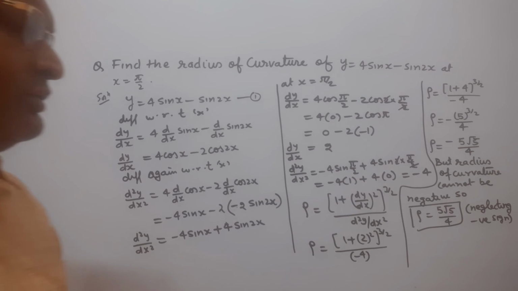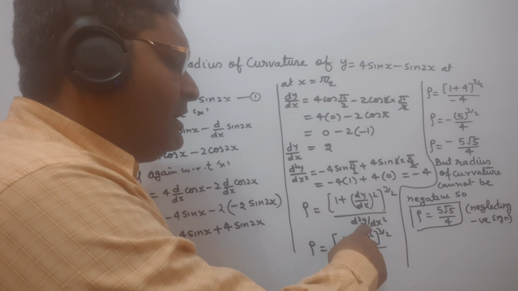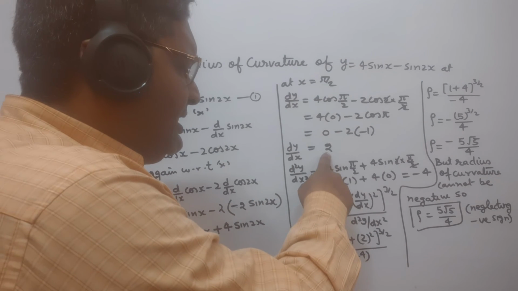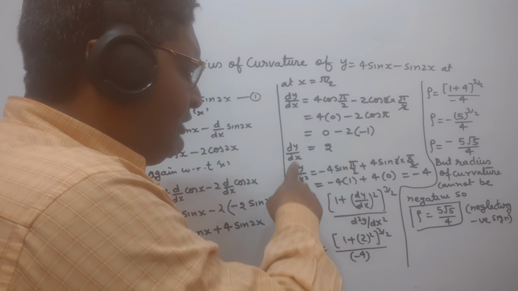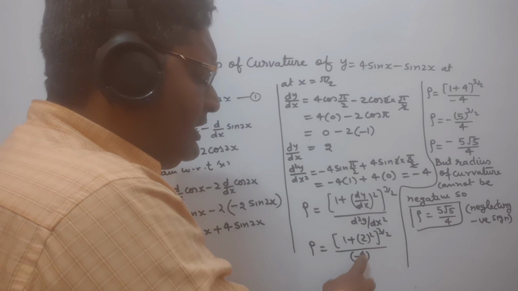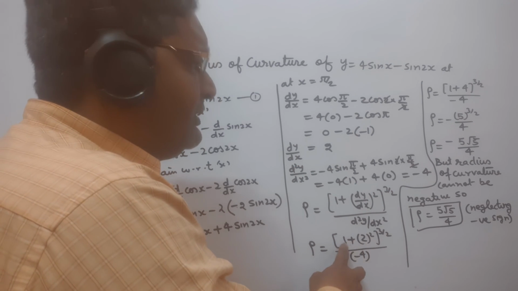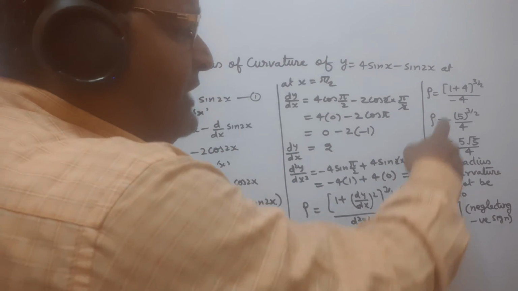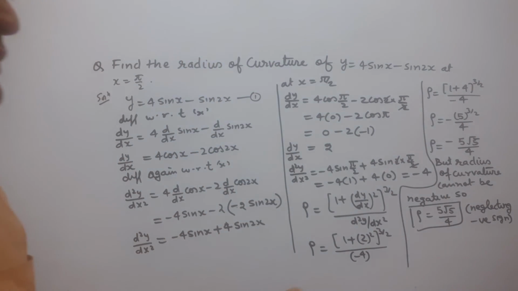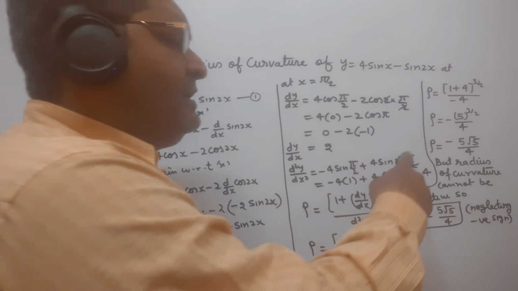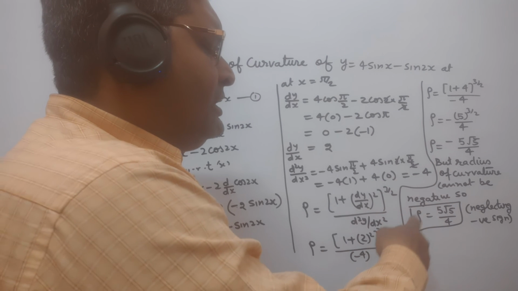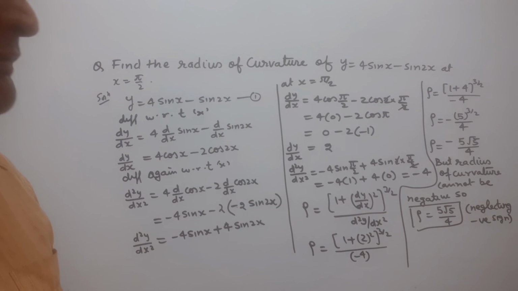The formula is rho is equal to 1 plus dy by dx whole square, whole power 3 by 2, upon d2y by dx2. Here we put the value of dy by dx, that is 2, and the value of d2y by dx2, that is minus 4, and 2 square is 4, 4 plus 1 is 5, whole power 3 by 2 upon minus 4. So 5 power 3 by 2 can be written as 5 root 5 upon 4, but the radius of curvature cannot be negative, so neglecting the negative sign, the radius of curvature of the given curve is 5 root 5 divided by 4. Thank you.